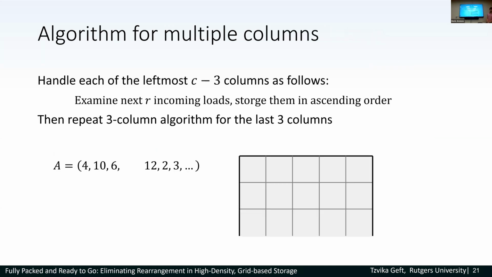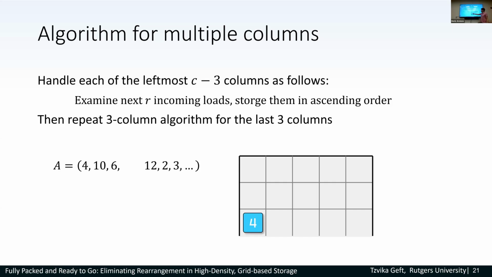Okay, generalizing to multiple columns is not very hard. How do we do this? We treat the C minus 3 columns in the following way. Let's examine the R incoming loads. R is the number of rows, so we process them in batches of R. Here we would start looking at 10, 4, and 6, and just to make it clear, this is now the arrival sequence, not reversed. I'm not thinking about this as a reverse sequence. It's actually the arrival sequence of 10, 4, and 6.